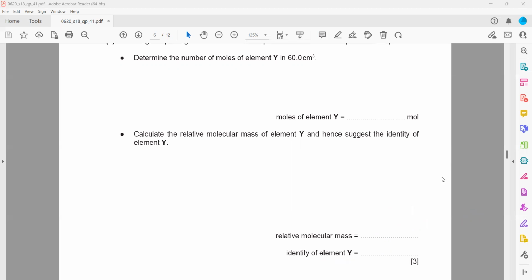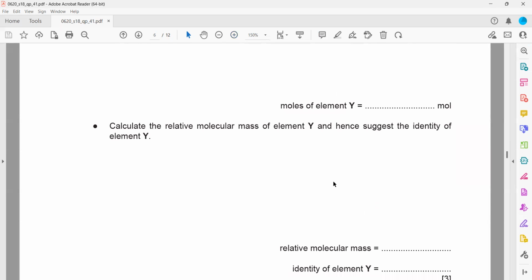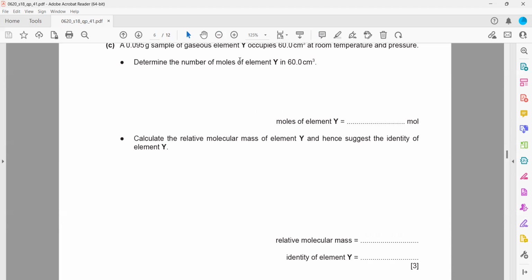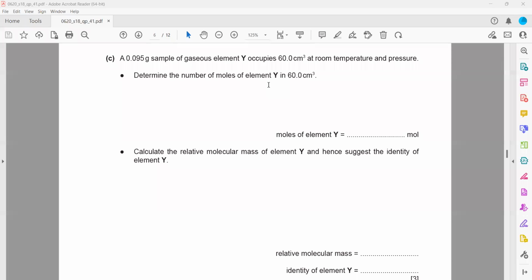But they asked for the relative molecular mass. The relative molecular mass was 38, that's why I wrote 38 there. But to identify the element, I should know the atomic mass. So for the relative molecular mass, I wrote 38, and I will not change that to 19. But to identify the element, because the mass of a molecule is 38, the element's mass should be 19, and according to the periodic table, the element should be fluorine.